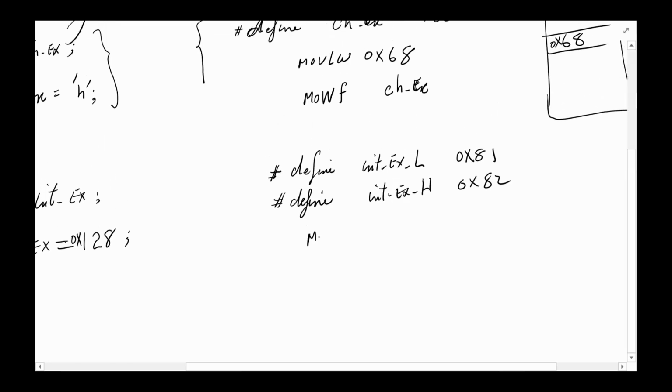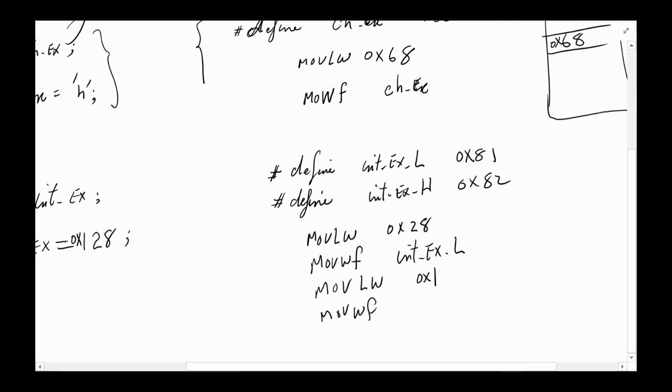I've got to say move LW 0x28, that's the low byte, and I got to move that to WF. I got to move that to, not CH, int example low, and then I've got to come back and do the high portion of this: move LW 0x1, that's the high byte, and I got to move that to int example high. Okay, so that's what happened.